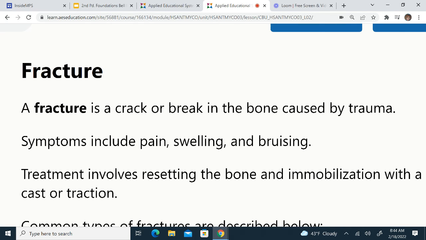With a fracture, with a broken bone, you'll have pain, swelling, and bruising can also occur. Treatment involves resetting the bone and immobilization with a cast or traction. So that's when people get put in casts. They might have to use something called traction. It kind of pulls things back together.